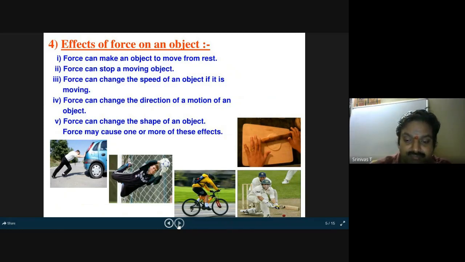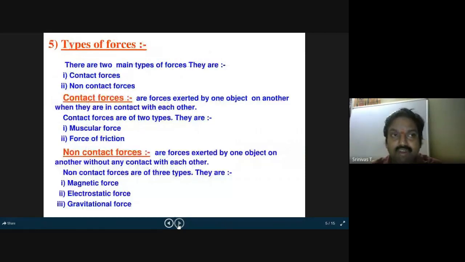Next thing is the types of forces. So far we have seen the effects of forces. Now we'll see the types of forces. There are basically two main types of forces: contact forces and non-contact forces. Even you can observe this out of our own experience.